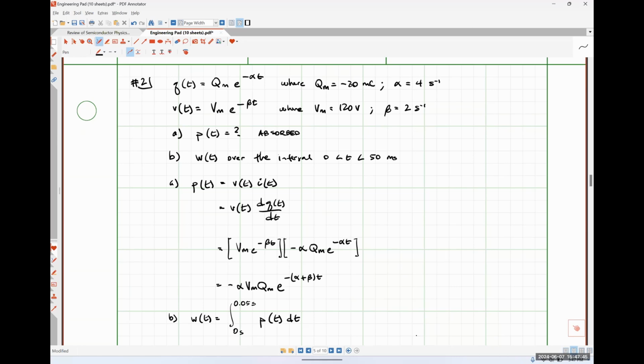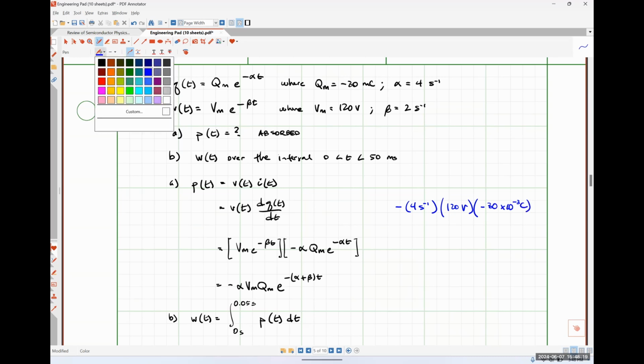So let's look at things really quick here. Let me do it in blue. So we have negative alpha, so -4 per second times our voltage, so 120 volts. And then we have -30 millicoulombs, so -30 times 10 to the -3 coulombs. So we can see, I think pretty easily, that this negative sign and this negative sign are going to cancel each other out. We have 120 times 120.